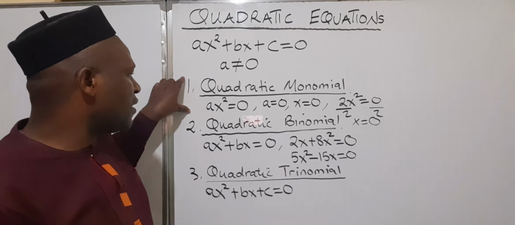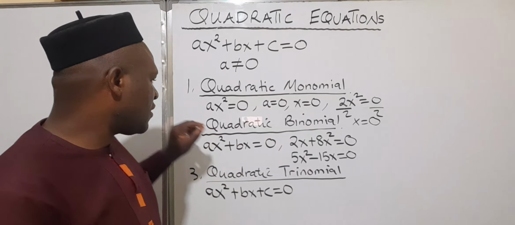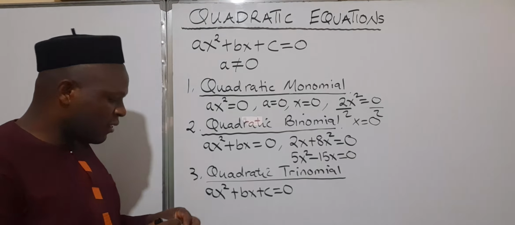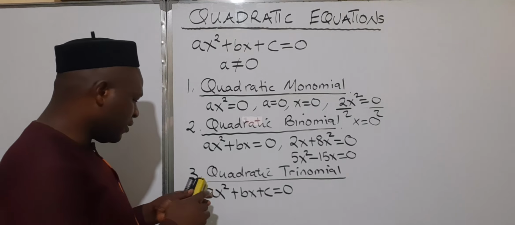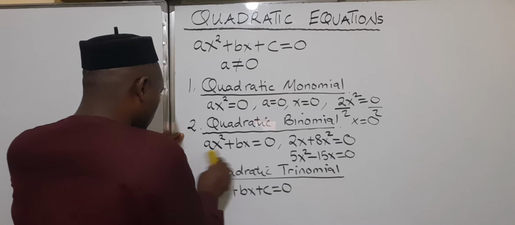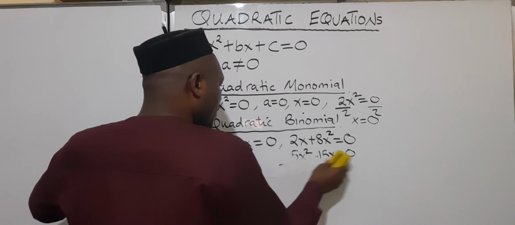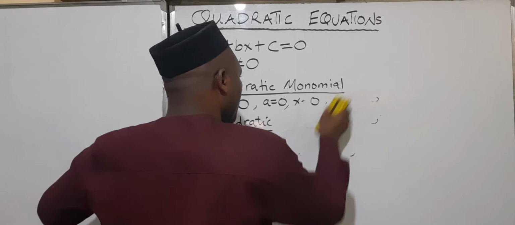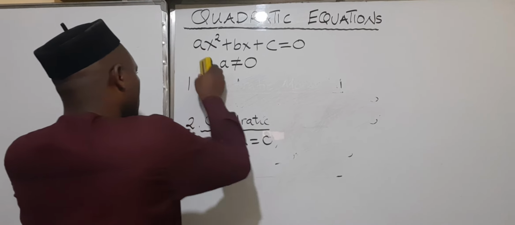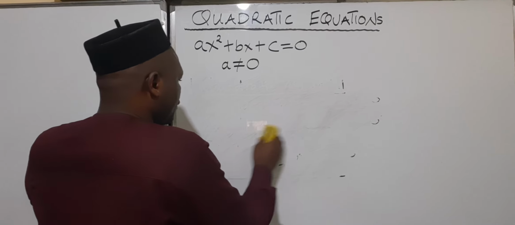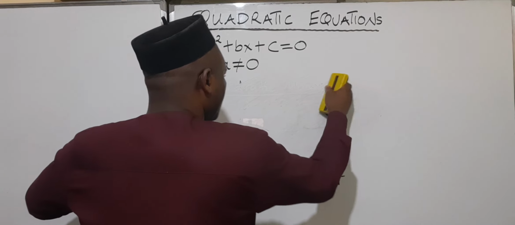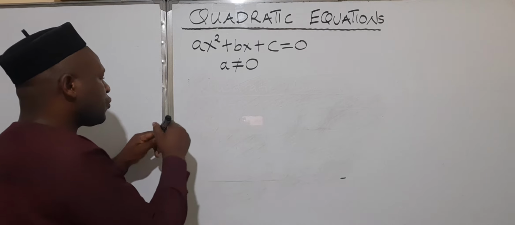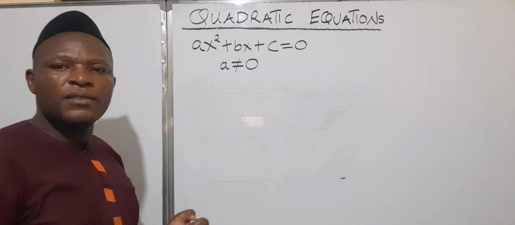So I'm not spending a lot of time on this, but my main focus is on these two, the second one and the third one. So I will discuss these two, the last two, quadratic binomial and also quadratic trinomial. All right, so you have different questions. Remember, I said I would discuss the last two.